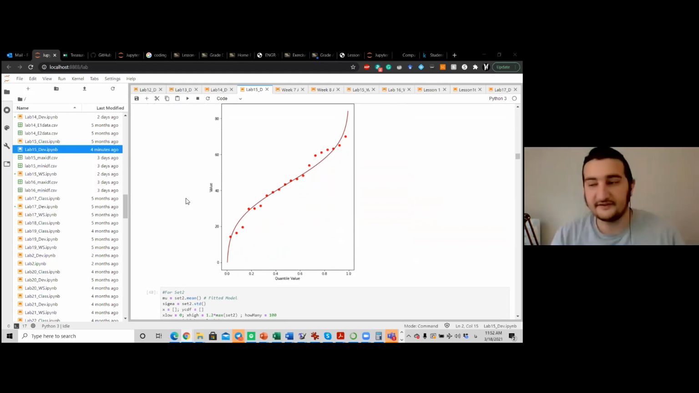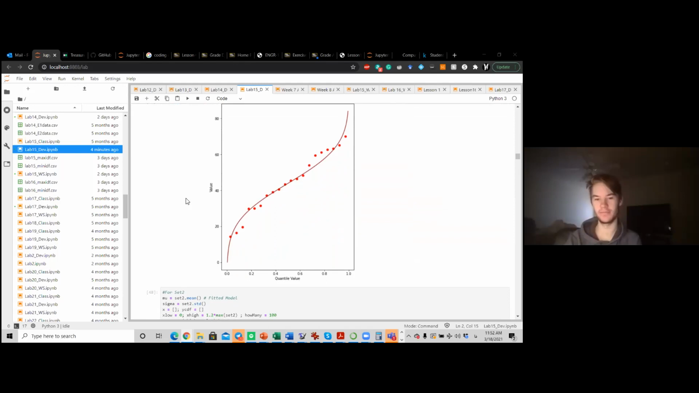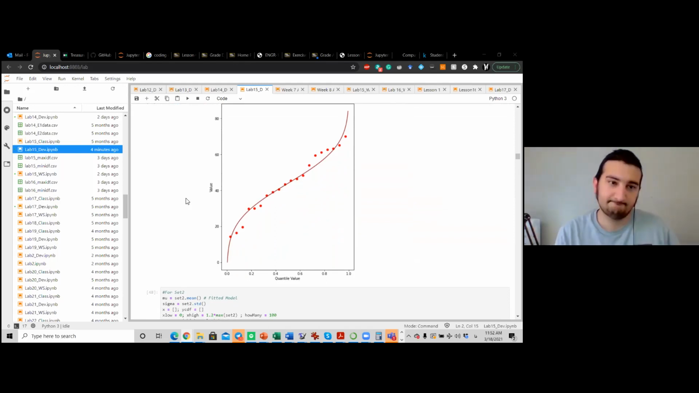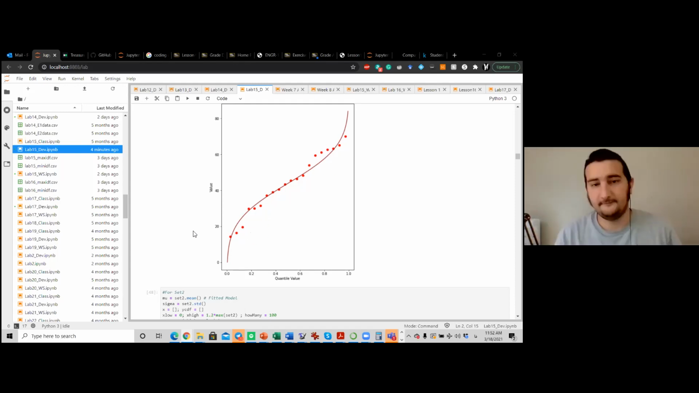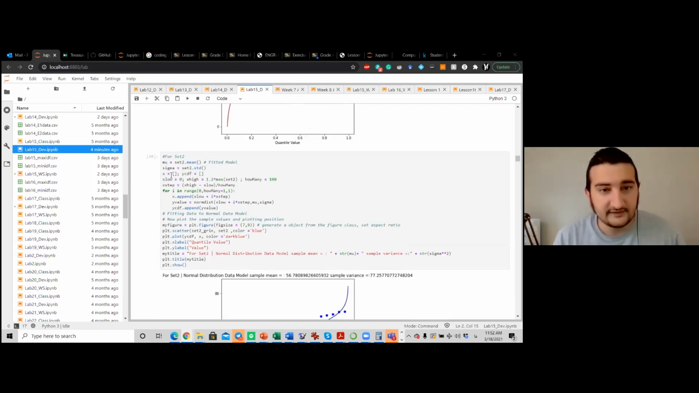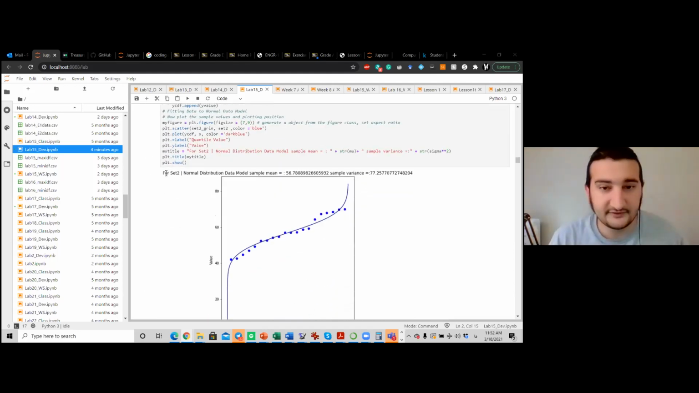What do you think about this fit? It's meh. Which parts of it do you like, which parts of it you don't? The middle looks great. The end, well, not the very end, but the middle end around 0.75, it's kind of not that great. And towards the beginning, not that great. Okay. Let's look at set 2 with the normal distribution.